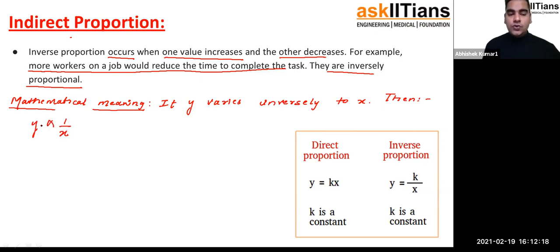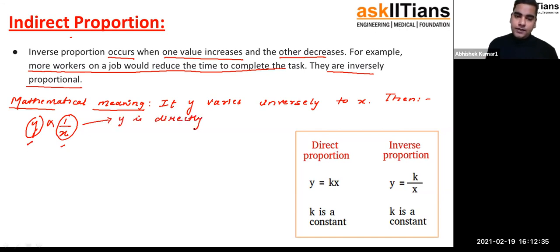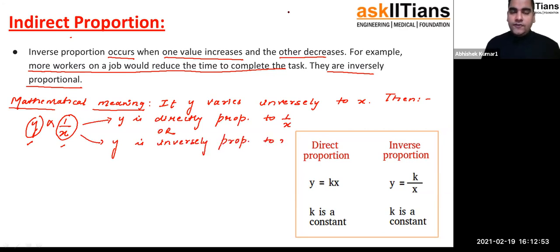There are two ways to say it, guys. One way is you can say y is directly proportional to 1 over x. Or you can say y is inversely proportional to x. I'm writing both. Is that clear? If you are saying inversely proportional, then you should say x. If you are saying directly proportional, you should say 1 over x. Never say y is inversely proportional to 1 over x. That would be an incorrect statement and you might lose marks because of that.